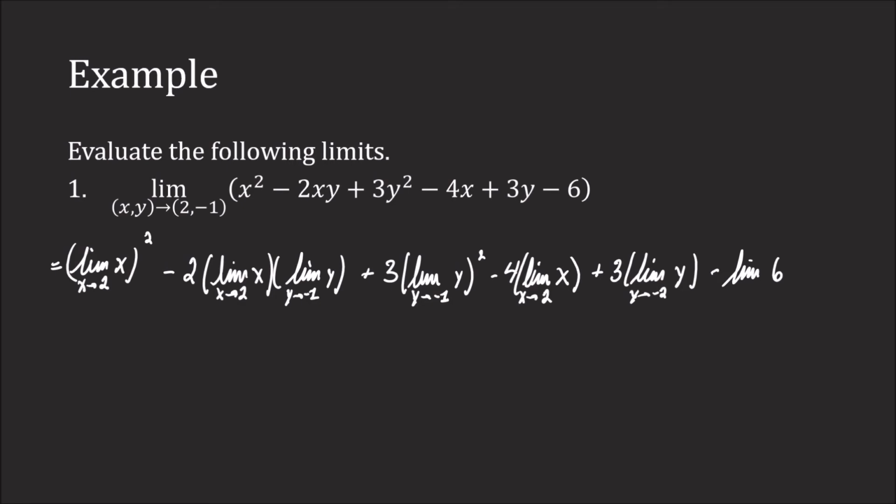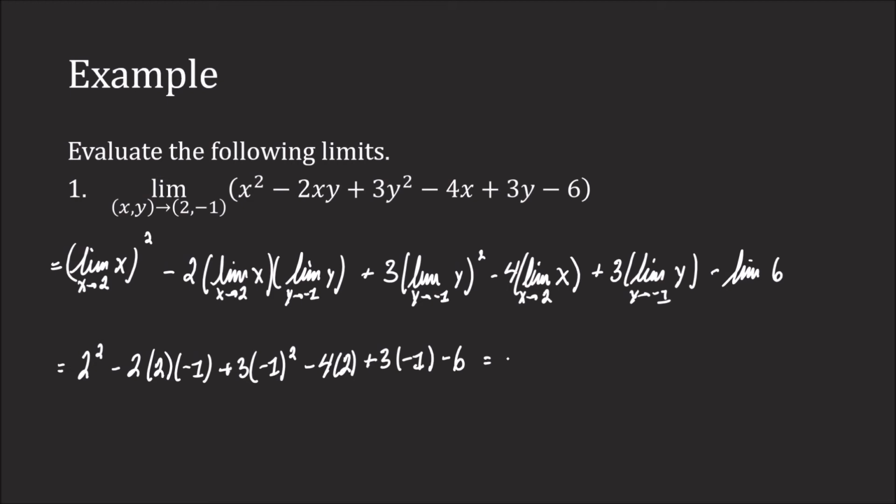And now this is simple Calc 1. We get 2 squared minus 2 times 2 times minus 1 plus 3 times minus 1 squared minus 4 times 2 plus 3 times, I'm sorry, this here should have been a minus 1, minus 6. So we get 4 plus 4 plus 3 minus 8 minus 3 minus 6, and that is simply negative 6.